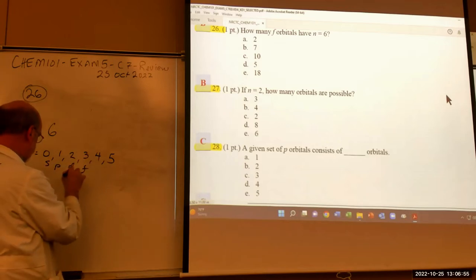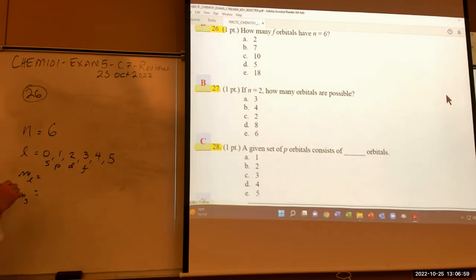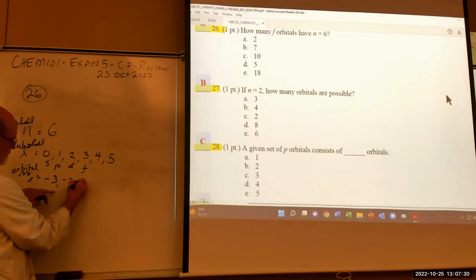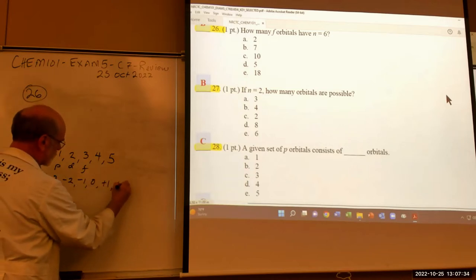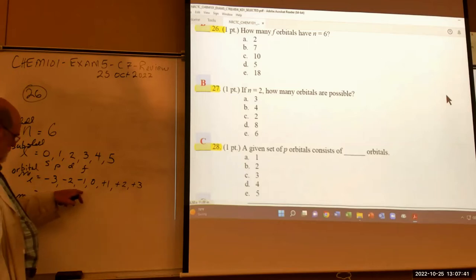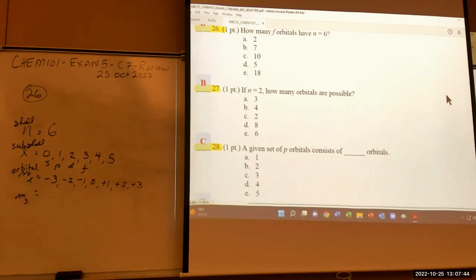So here we have F at 3. So how many orbitals can this have? Right, this is a shell. Remember the verbiage that's used in a lot of textbooks. This is the shell, this is a subshell, and this is an orbital. So the M sub L's are considered orbitals. That's what we're getting at, right? So if we have three here, this could be what? Minus three, minus two, minus one, zero, plus one, plus two, plus three. Right? So how many of those are there? So six, seven, count up, seven. You can have seven orbitals.